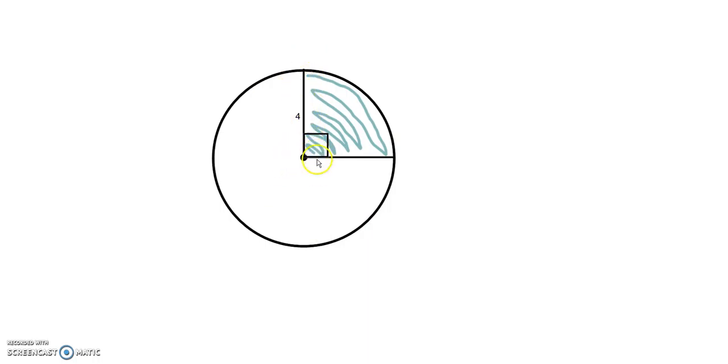Okay. Here we have that the radius is 4, and of course we know that the area of a circle is pi r squared. So that means the area of this circle will be pi r squared, which in this case will be pi times 4 squared, which we will leave for right now as 16 pi.